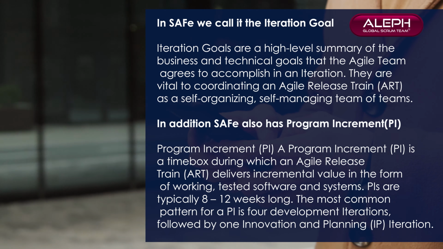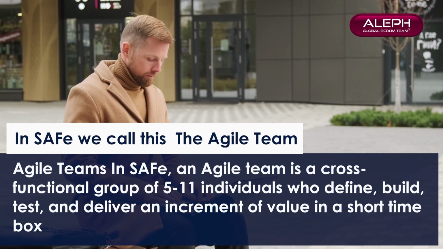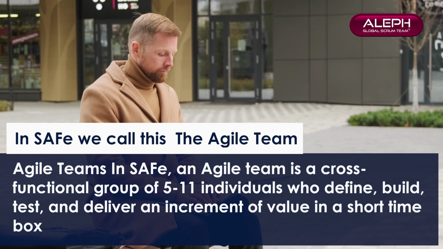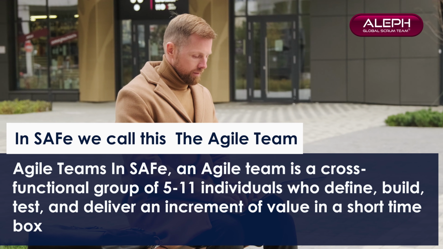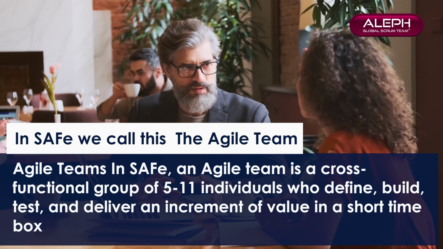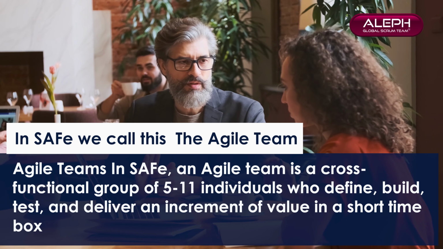The Scrum Team. This is a self-managing team consisting of 1 Scrum Master, 1 Product Owner, and developers. In SAFe, we call this the Agile Team. An Agile team is a cross-functional group of 5 to 11 individuals who define, build, test, and deliver an increment of value in a short time box.